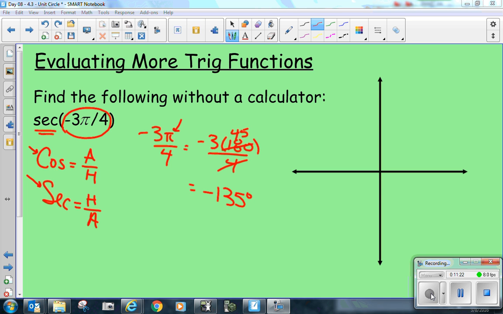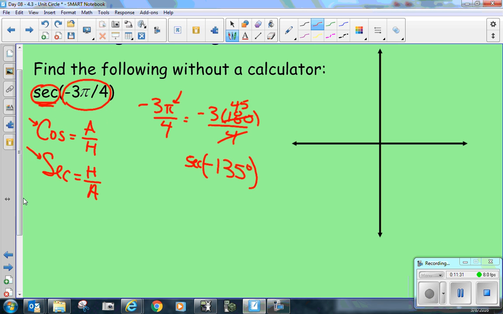So I want to find the secant of negative 135. What quadrant is that terminal side going to fall in? Quadrant 3. This is my initial side. Starts at 0. It's negative now, negative 90, negative 180. And of course, negative 135 is right between there. So I'll just go from here to here, bang, negative 135.